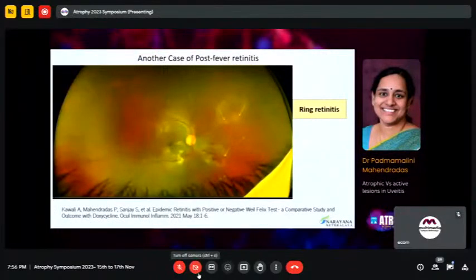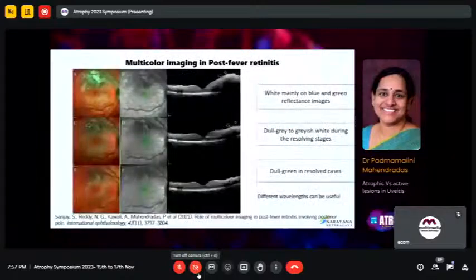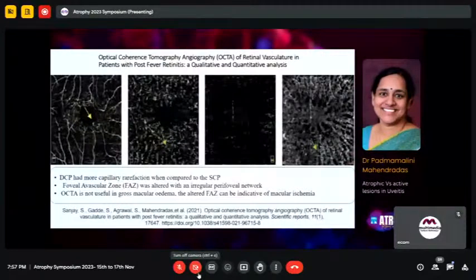This is another case of post-fever retinitis where we described ring infiltrate in a case of rickettsial retinitis. Multicolor imaging can be used to study the structural involvement at different depth levels. In active, we see whitish lesions, mainly on the blue and green reflectance images, whereas dull green reflectance is seen in resolving or resolved retinitis cases. Different wavelengths have been used to study the different depth levels.